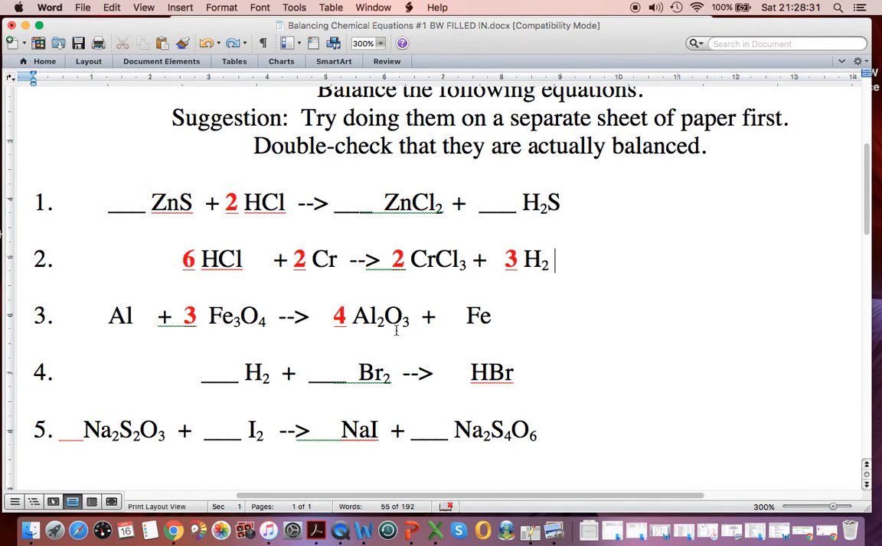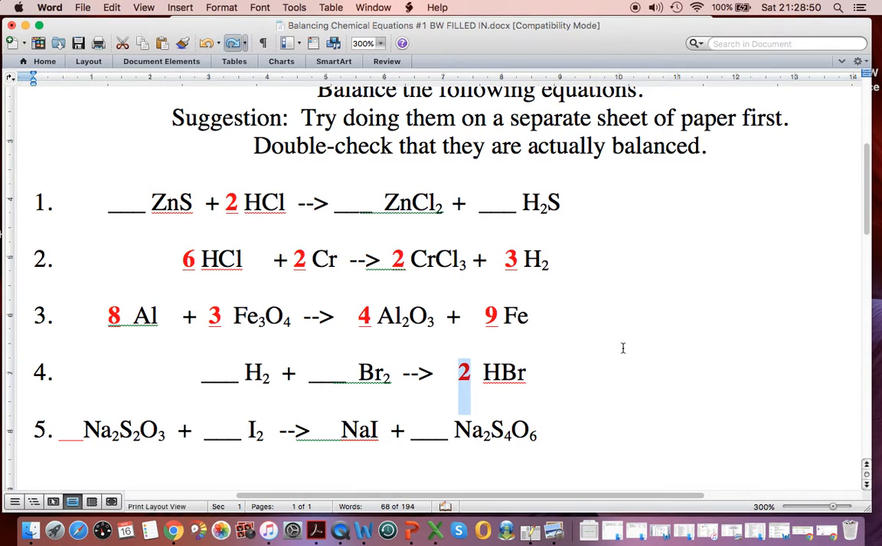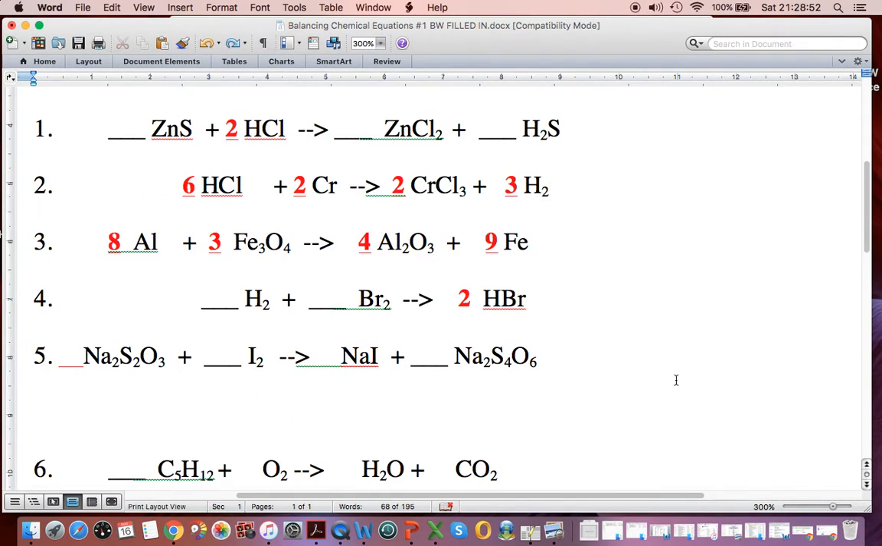Oxygens are now balanced. Now when I look at this, 4 times 2 is 8, so I'm going to end up with 8 aluminums. 3 times 3 is 9, so I'll end up with 9 irons. And there's my 8 and the 9. And I can go back and double check, all balanced. 2 H's, 2 Brs. This one is incredibly easy. Put a 2 there, all done.